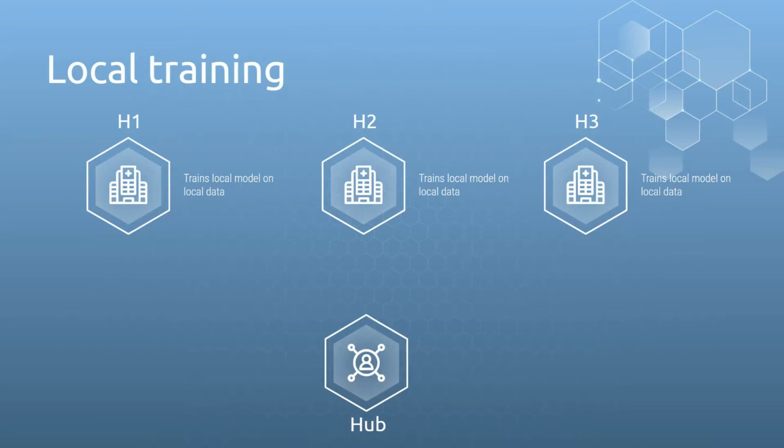So let's say the data scientist specified that she wants to train a model on predicting mortality in the ICU units, and she wants to model the probability of a patient dying in the first 24 hours. This model and configuration was sent to the hospitals, and they begin to train independently and locally.